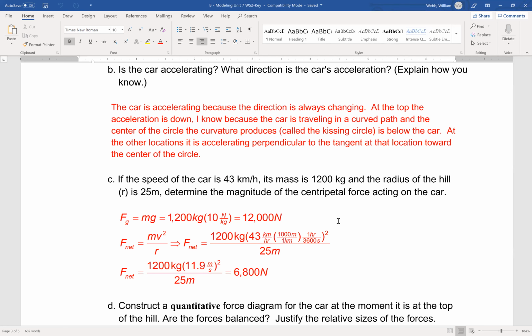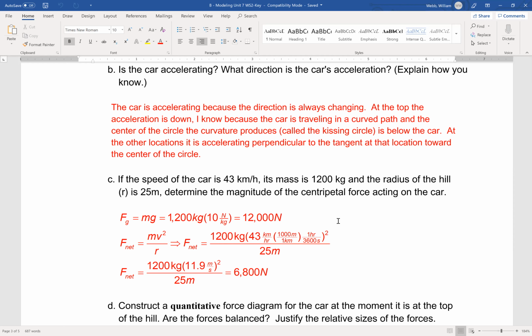And so if we think about that here, we can see that the weight would be just 1,200 kilograms times the acceleration due to gravity, or about 12,000 newtons. And that's sort of irrelevant for part C. I'm not really sure why they included it there. We do need it for part D, but not really needed right there. Anyway, the next line is what we need.